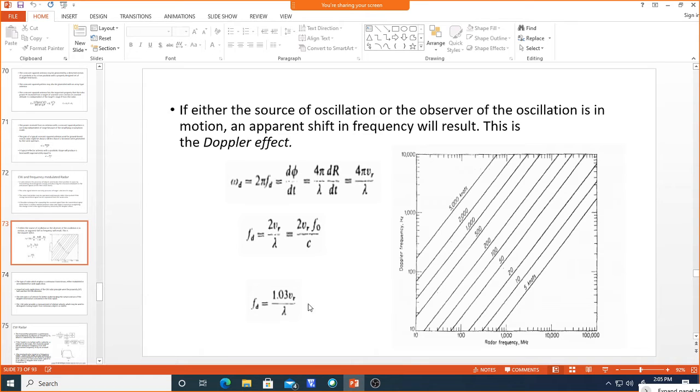Actually, this equation represents the relative velocity in terms of knots. Here it is in meters per second, so that is why this equation arises if we represent the relative velocity in terms of knots. So this is the equation if you use the relative velocity of the target or observer in terms of knots.